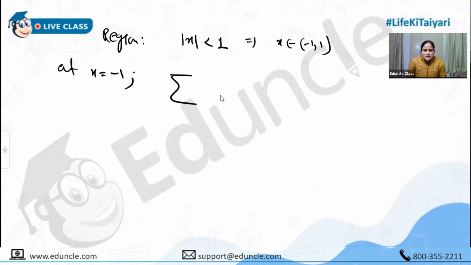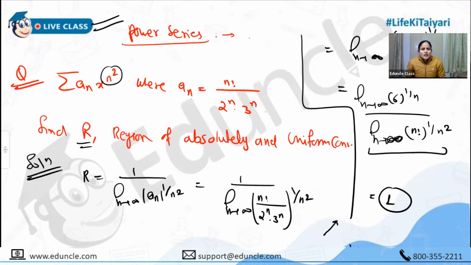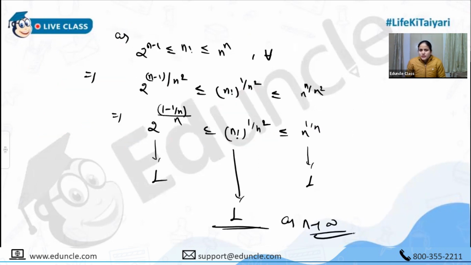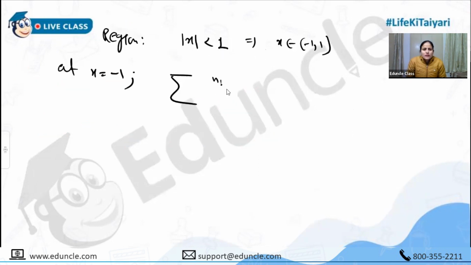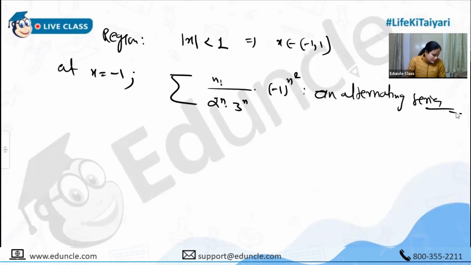So at this point my series will become n factorial upon 2 raised to n, 3 raised to n, and (-1) to the n squared. Okay? As the square of an odd number is odd, and the square of an even number is even. So this is going to be what? An alternating series, na? It is nothing but an alternating series.